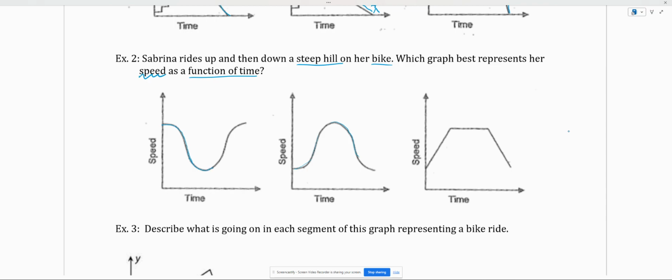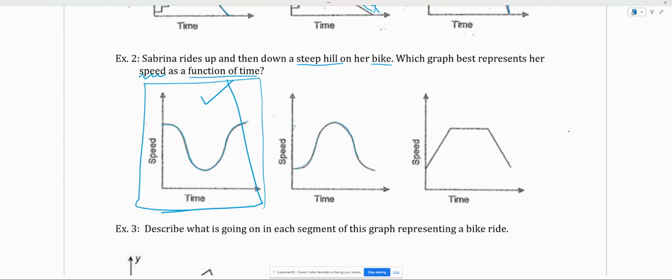And then you start to pick up speed because gravity's finally on your side. It's pushing you down the hill, and your speed starts to max out again as you get near the bottom of the hill. Now, this is definitely going to be our correct option right here.